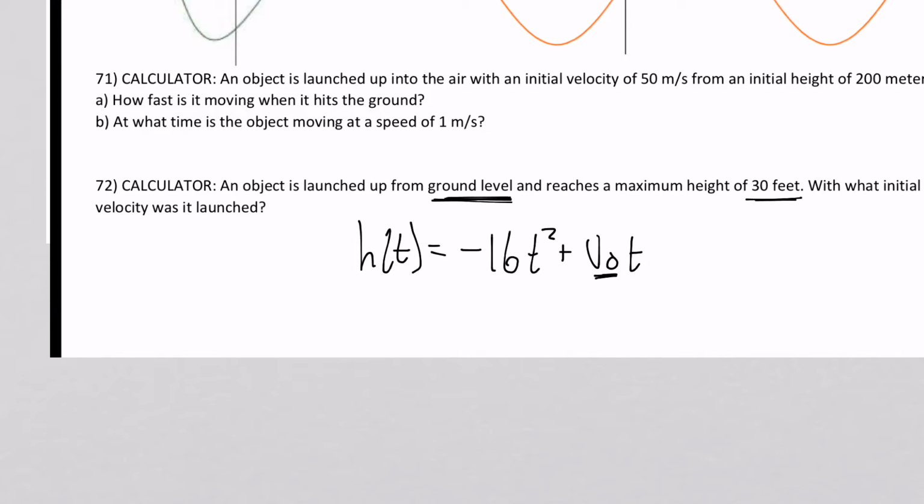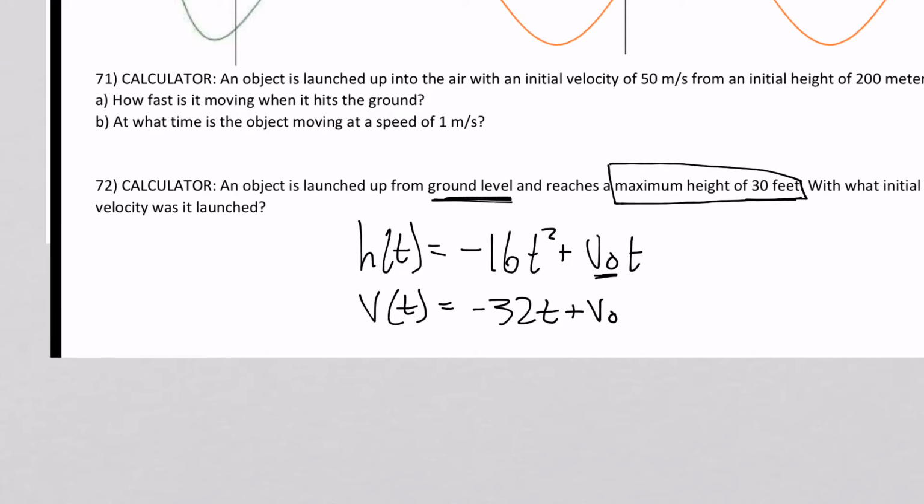So to do this problem, we're going to take the derivative of h of t to get v of t, the velocity, and we'll get negative 32 t plus v naught. And it may look like we have nowhere to go, but we do, because we are told that the object reaches a maximum height of 30 feet.